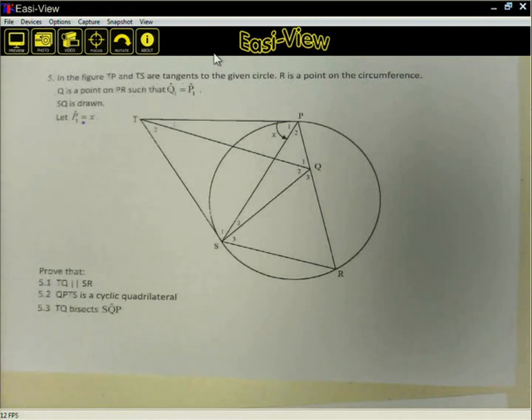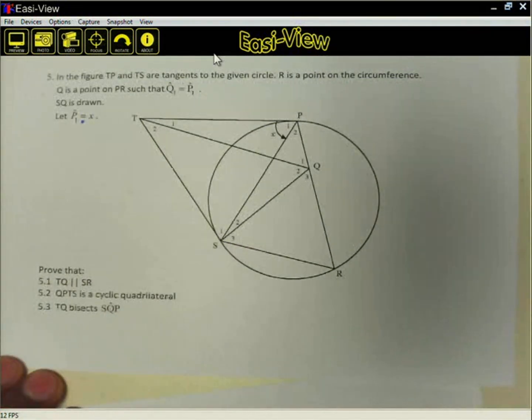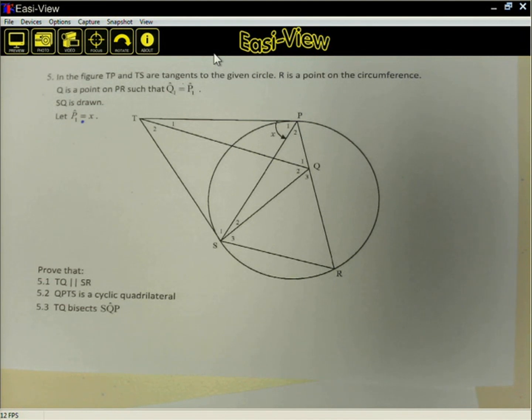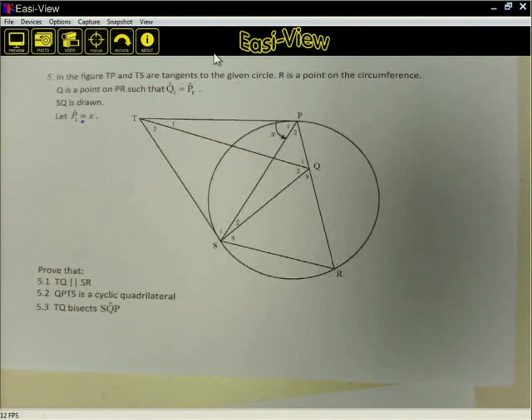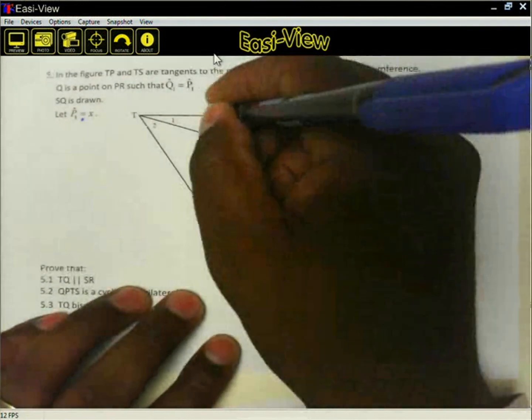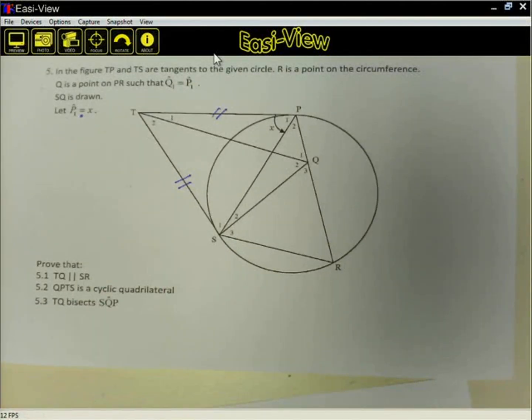TP and TS are tangents. Check, TP, TS are tangents. Already from there, you must be able to recall it from the problem that we did earlier. Tangents drawn from the same point outside the circle are equal in length. Once it is given that TP and TS are tangents, indirectly they want you to know that this side is equal to this one. TP is equal to TS. Why? Remember, tangents drawn from the same point outside the circle are equal in length. That's why we say TP is equal to TS.